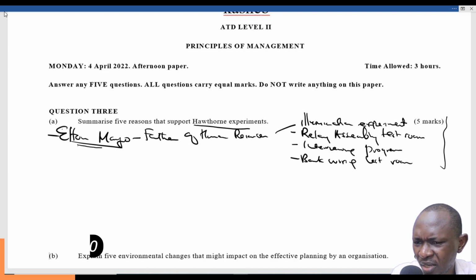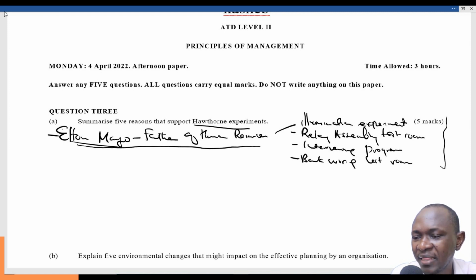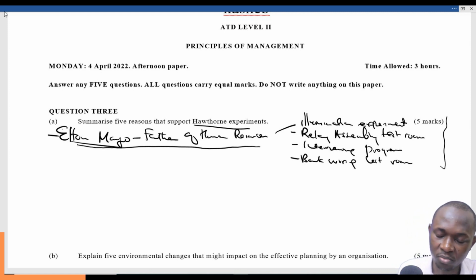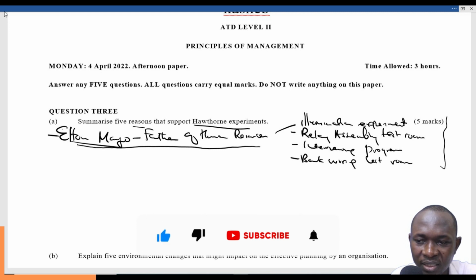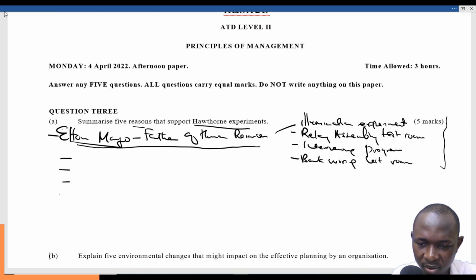And from these Hawthorne experiments, we find application of whatever conclusions he made at that particular point in time being applied in today's organizations. Those are some of the contributions that he has made, and they are still being practiced in today's organizations. I will say that those are the reasons that basically support the Hawthorne experiments, why the Hawthorne experiments are very important. What conclusion did he come up with? So this is basically what he came up with.